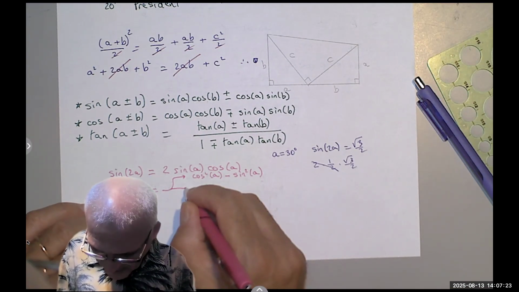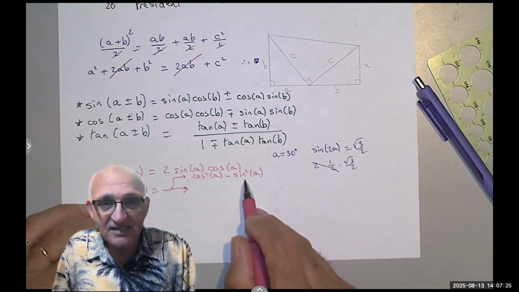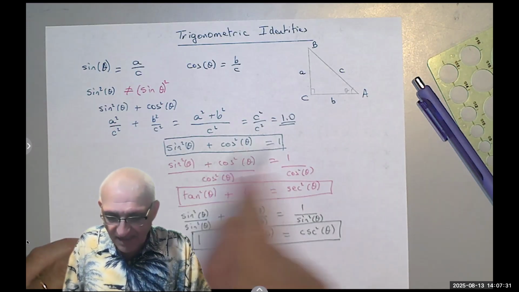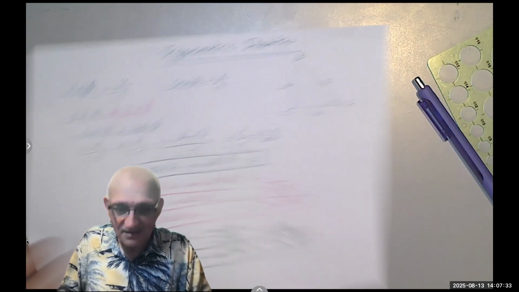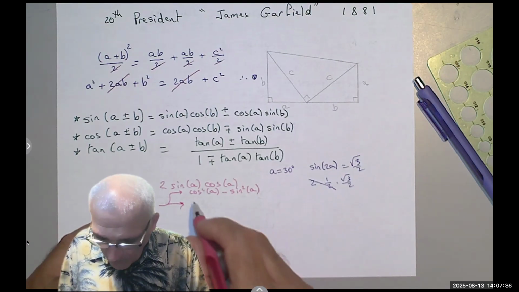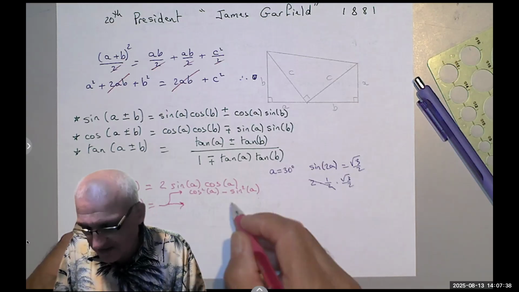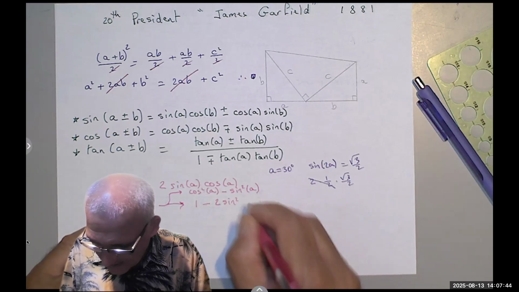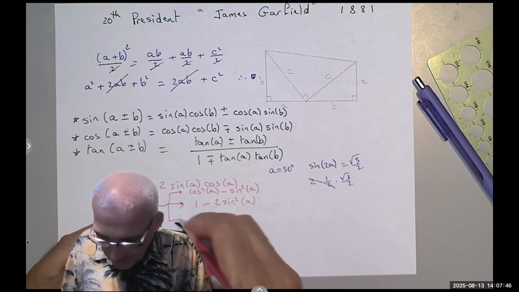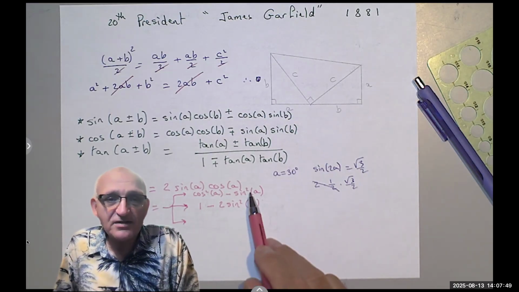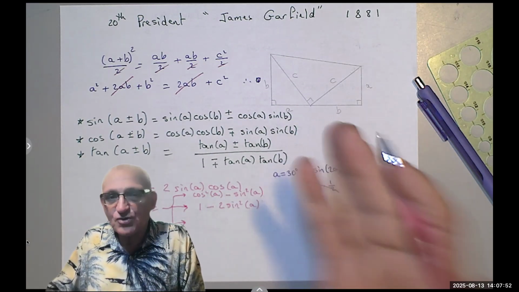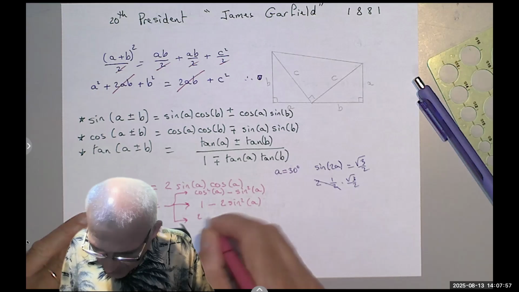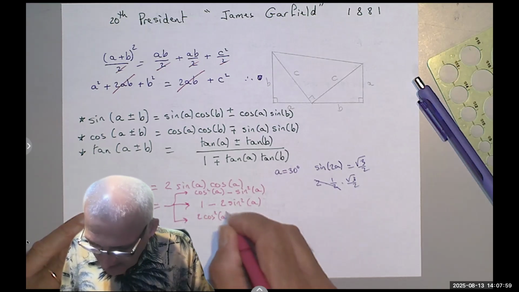Or instead of sine square A, I can write it as 1 minus cosine square A... Or rather, instead of cosine square A, I can write 1 minus sine square A, right? So it would be 1 minus sine square A minus another sine square A. So it's 1 minus twice sine square of A. Or, like you expected, instead of sine square A, I'm going to write it as 1 minus cosine square A. There is a negative sign, so it would be 2 cosine square A minus 1.